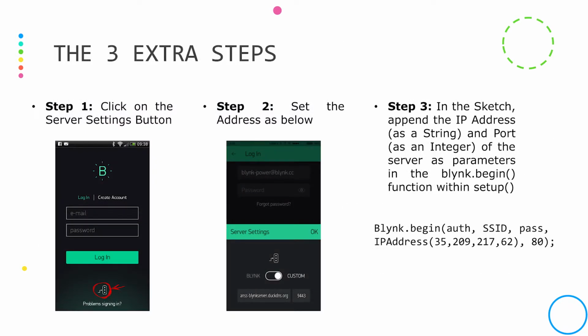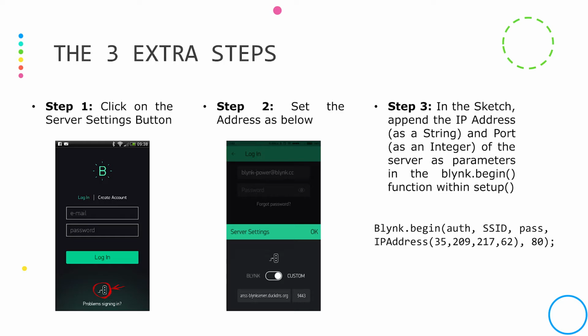For the project development itself, there are just three extra steps for using the custom server as shown here. Users must make a separate account on the custom server itself before being able to use it, and this data is not stored publicly. The URL and port 9443 are used by the app, and the IP address, which is the same as the one linked to the URL, and port 80 are used by the NodeMCU.